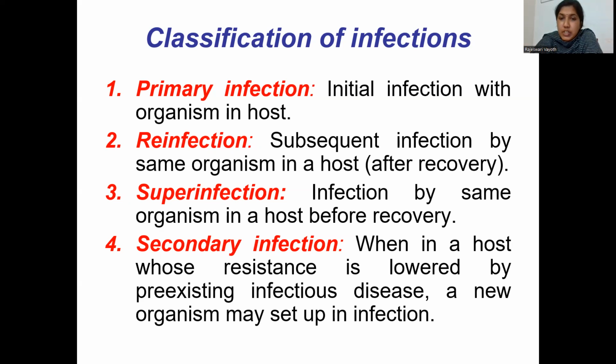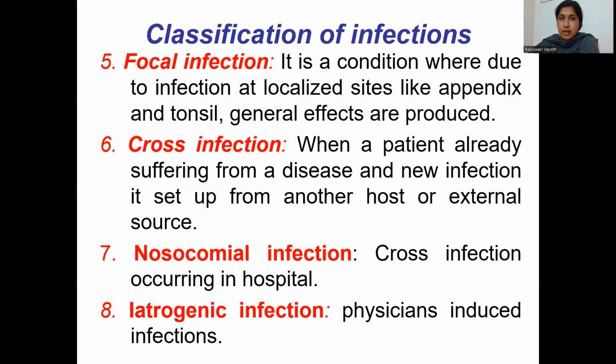Next is superinfection. Infection by the same organism in a host before recovery is superinfection. Then secondary infection is when, in a host whose resistance is lowered by a pre-existing infectious disease, a new organism may set up an infection. That is secondary infection: the infection in which the host cell has low immunity due to pre-existing infectious disease and gets infected by a new parasite is known as secondary infection.